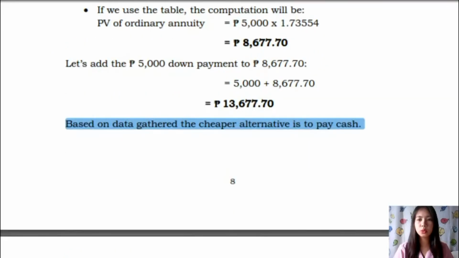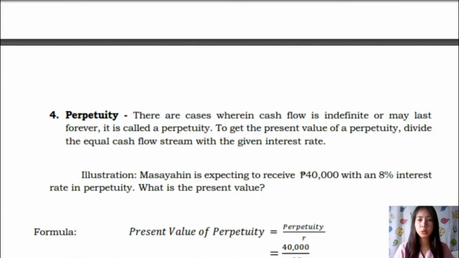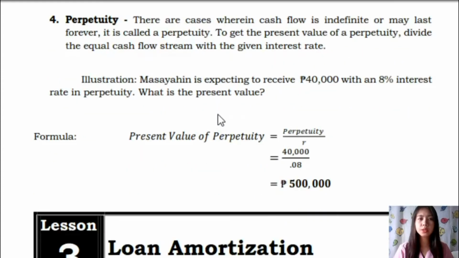Okay, now let's go to the perpetuity. There are cases wherein cash flow is indefinite or may last forever, so it is called perpetuity. To get the present value of perpetuity, divide the equal cash flow stream by the given interest rate.